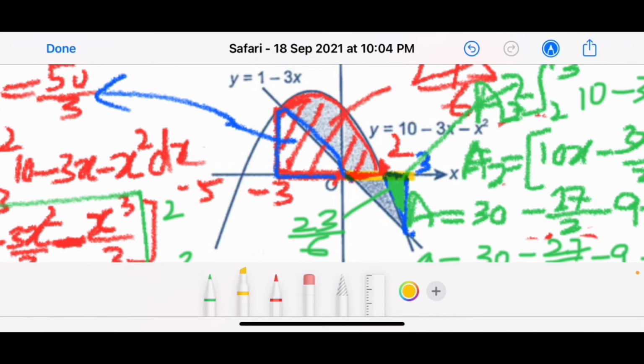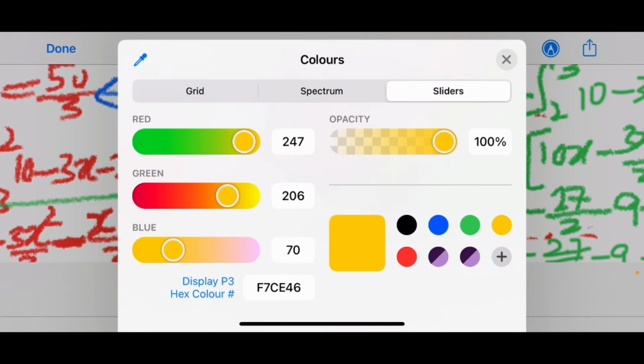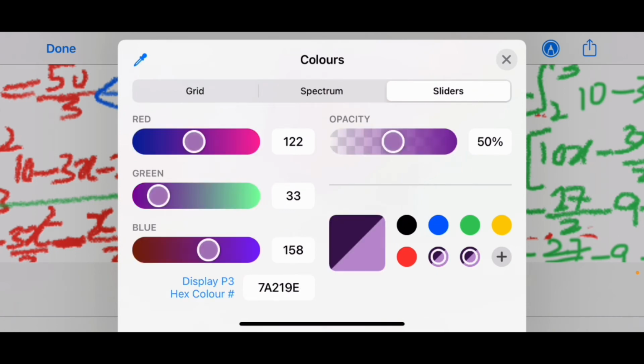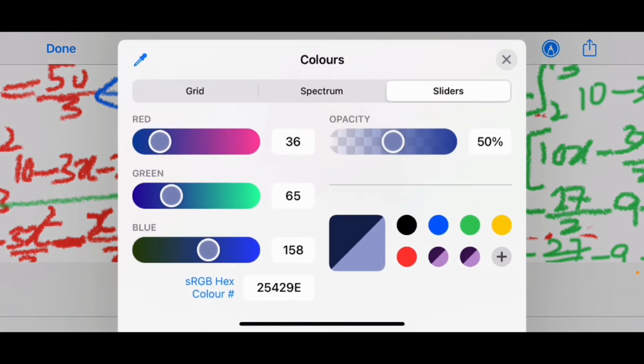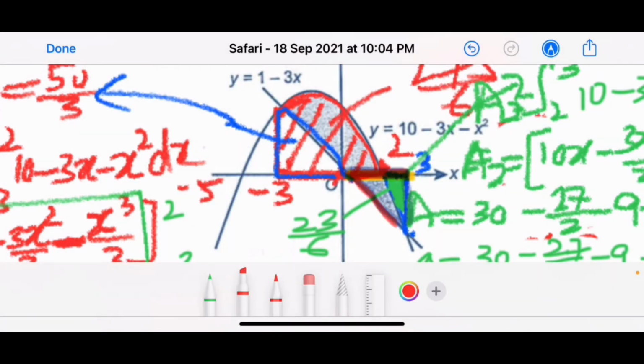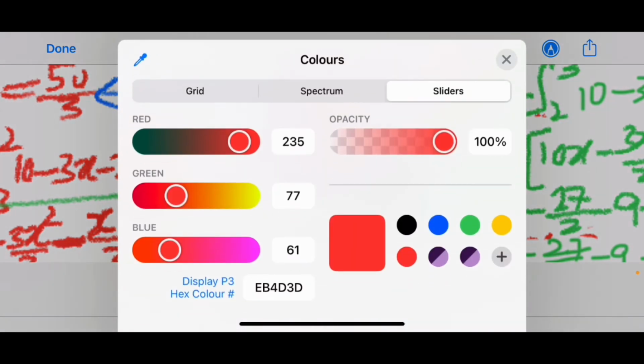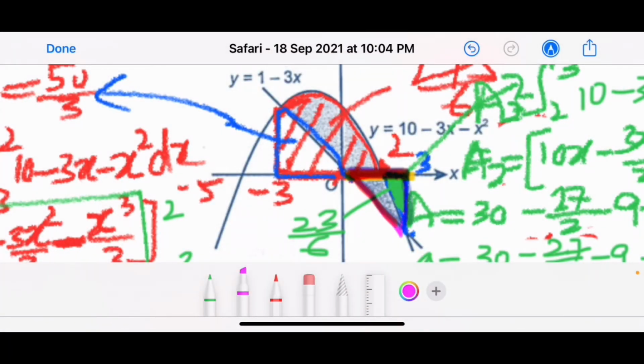Now I want you to focus on this one. Okay, I'm going to use this color. So we want to find the area which is a triangle. Use the pink color, this one. I want to find this triangle, then I minus the green area.